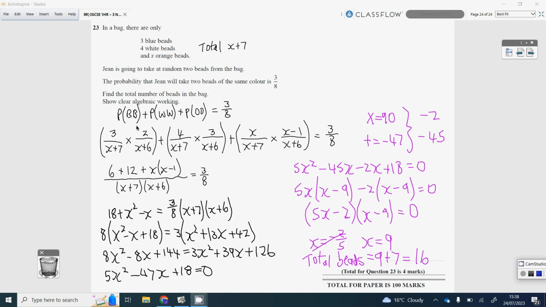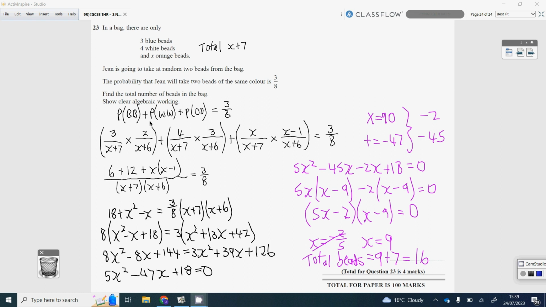So the probability of blue blue or white white or orange orange equals 3/8. So what's the probability of a blue followed by another blue? Well, it starts off with my first pick of 3 out of x plus 7. But then if a blue's gone, for my second pick, the chances of getting a blue is going to be 2, but we're now 1 bead less, so it's going to be over x plus 6. So the probability of blue blue is this times this.